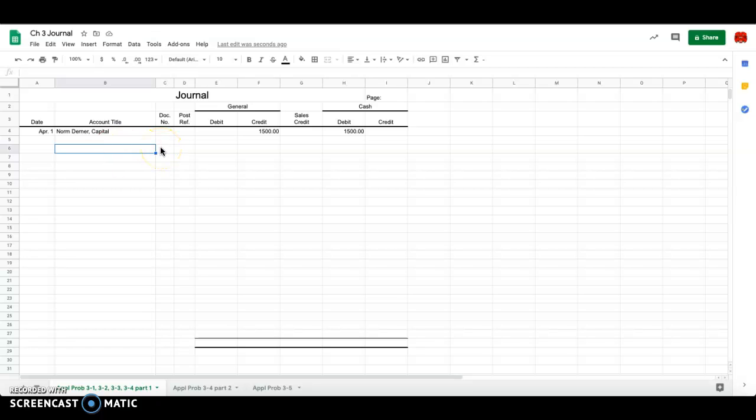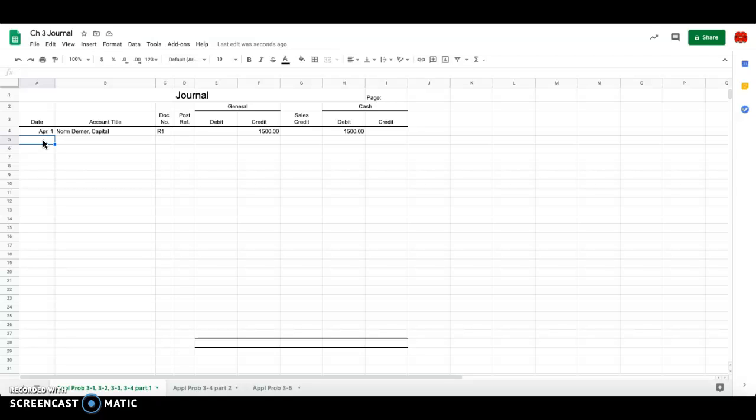Now, last thing that we need to do is we need to come here to our document number, and this said that it was receipt 1, so I'm going to do R1. This is going to be where we're going to put our source documents. All right, so now we have just journalized our first transaction doing double entry accounting. Two accounts were affected. We only used one line, and we're going to use one line pretty much most of the time. I'll show you there is a time when it'll be a little different.